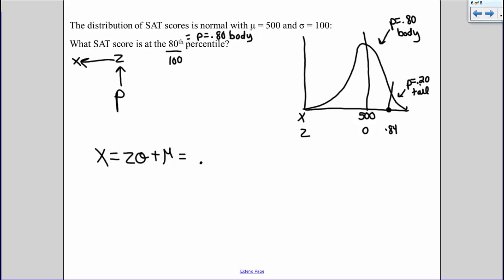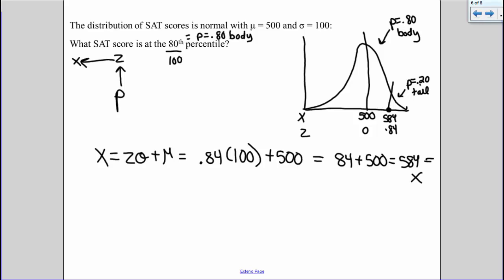So now we have 0.84 times 100 plus 500. So this becomes 84 plus 500. 584 is the value right here. That is x. So if we wanted to interpret this, we know that a score of 584 is at the 80th percentile. So 80% of test takers had a 584 or lower, and 20% of test takers had a score above a 584.